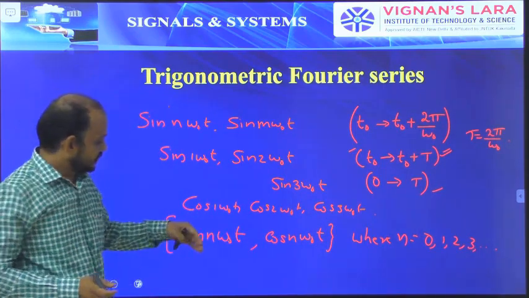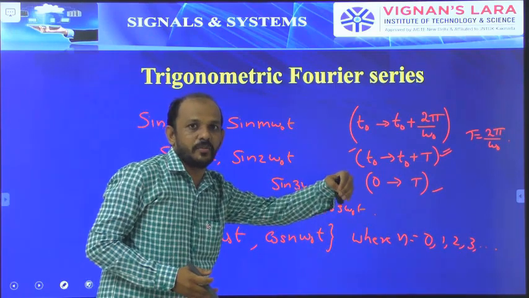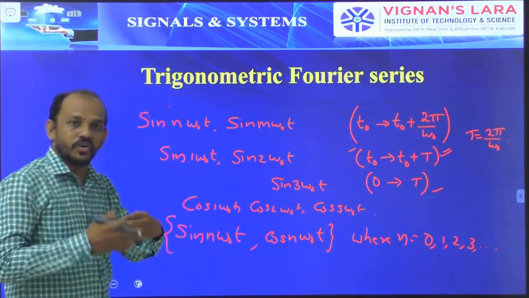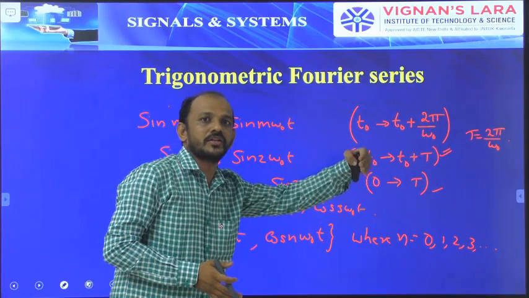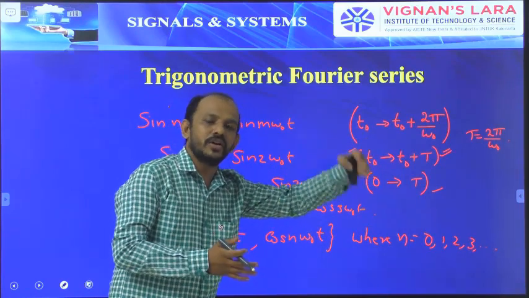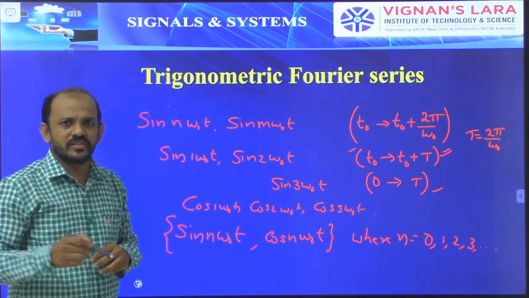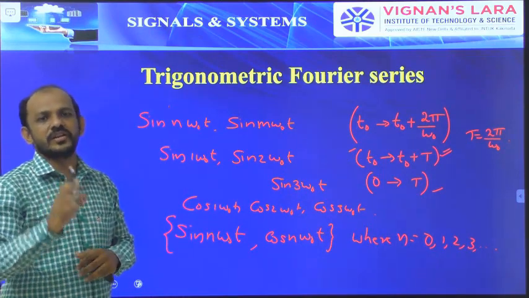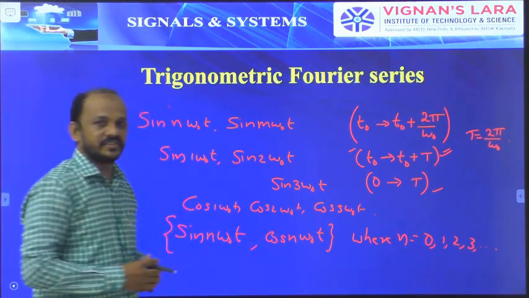That is sine 0 omega naught t, sine 1 omega naught t, sine 2 omega naught t, sine 3 omega naught t, and sine n omega naught t. In the same way, we have cos 0 omega naught t, cos 1 omega naught t, cos 2 omega naught t, cos 3 omega naught t, and cos n omega naught t. So we have so many terms in this set which will form a complete set. Why? Because in the set, each and every function is orthogonal. That is, they are mutually orthogonal functions. So this will form a complete set.